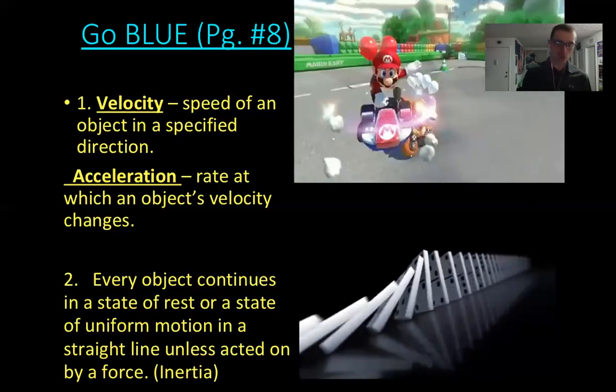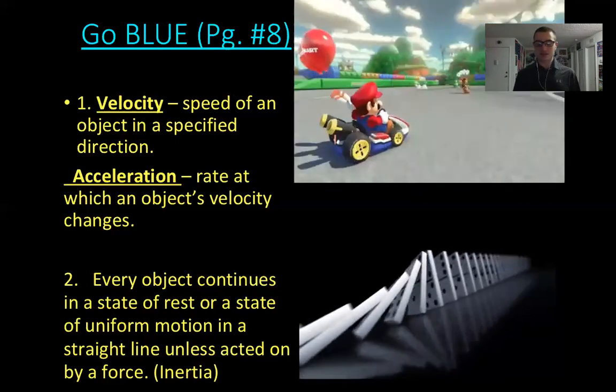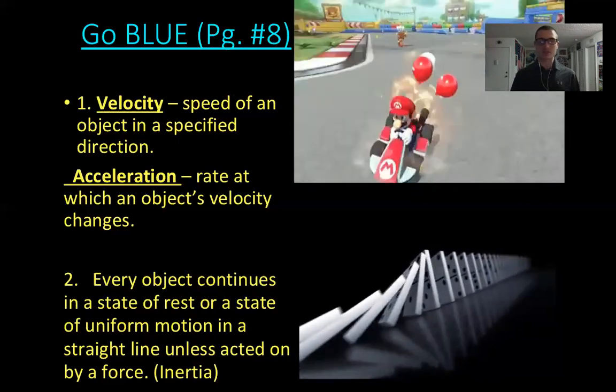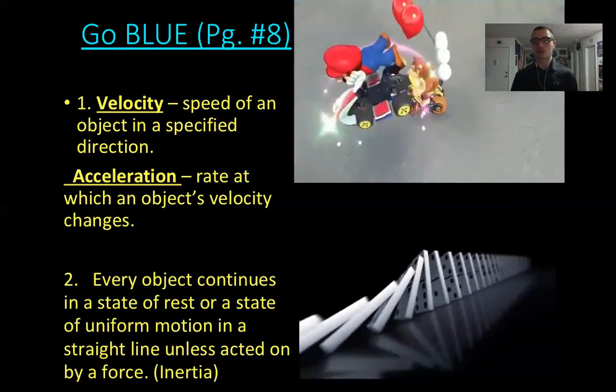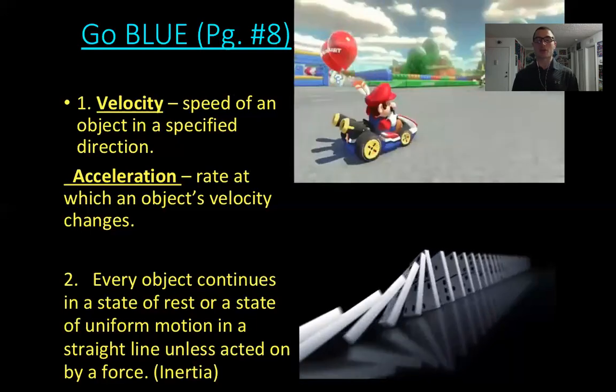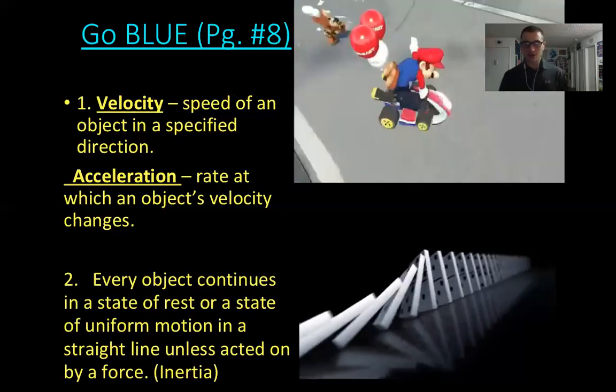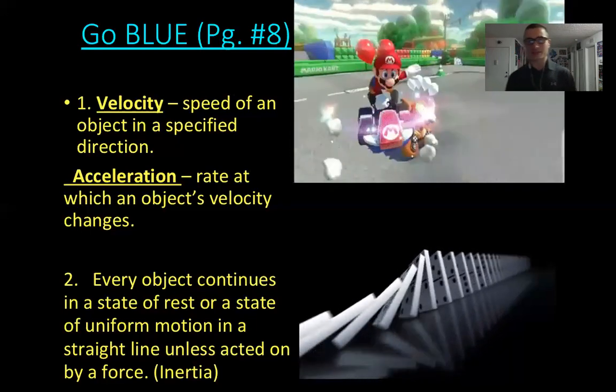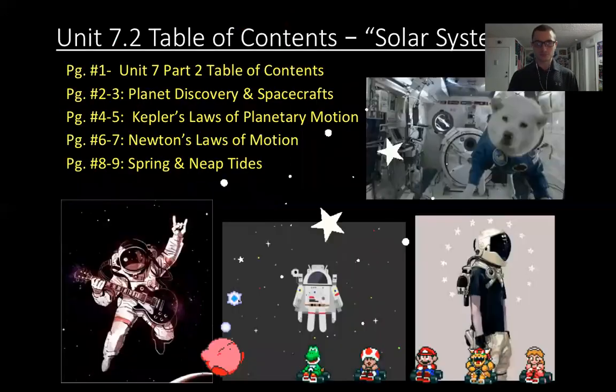And then again, inertia, that's the idea that things want to remain in a certain state of movement. So with dominoes falling on each other, dominoes are going to want to keep falling until there are no dominoes left, right? We call that inertia. Any questions? Okay, that should be it for the Go Blue. Again, that's going to be on page 8.